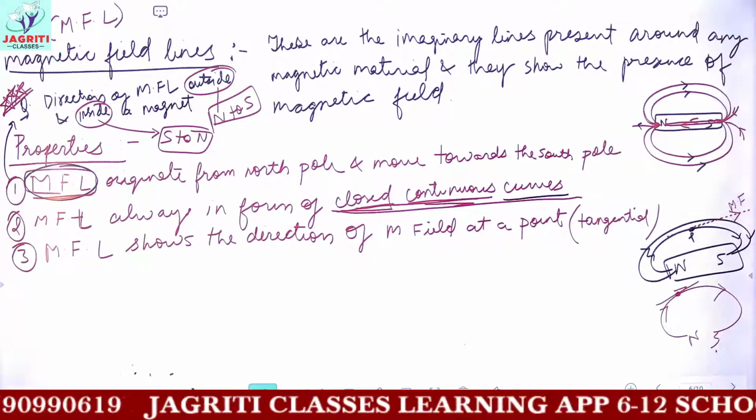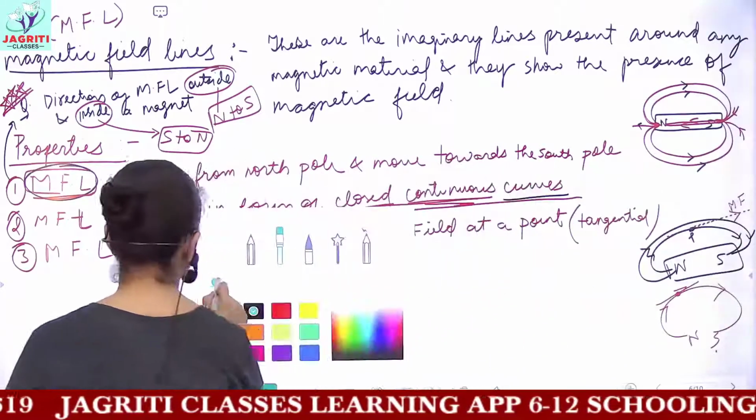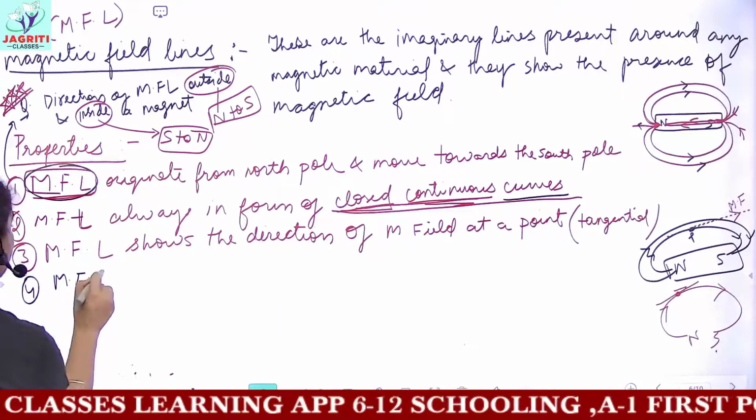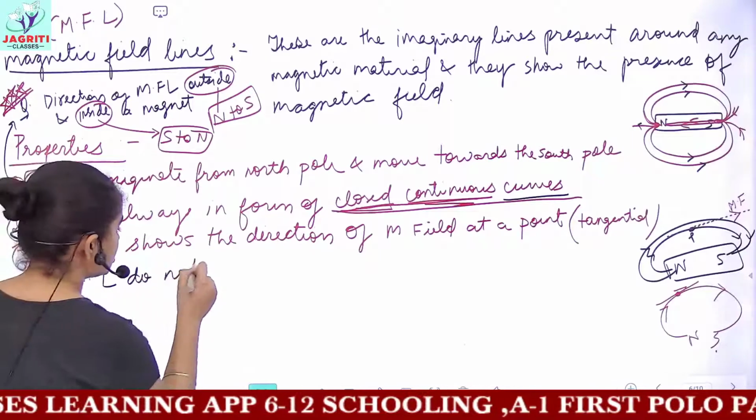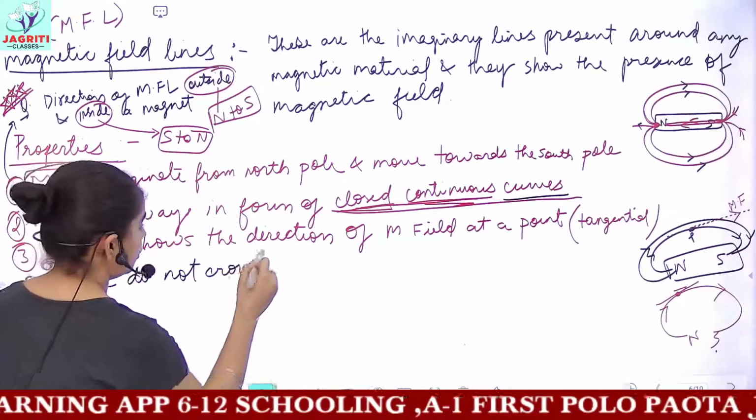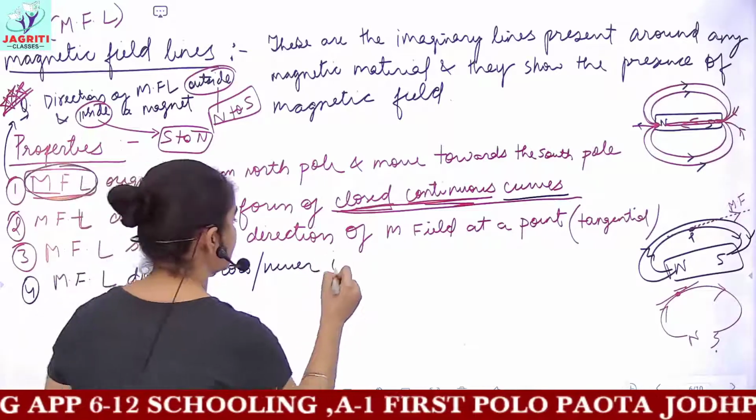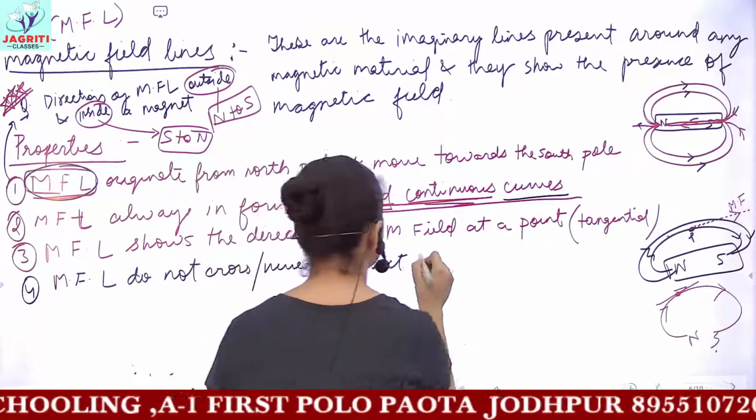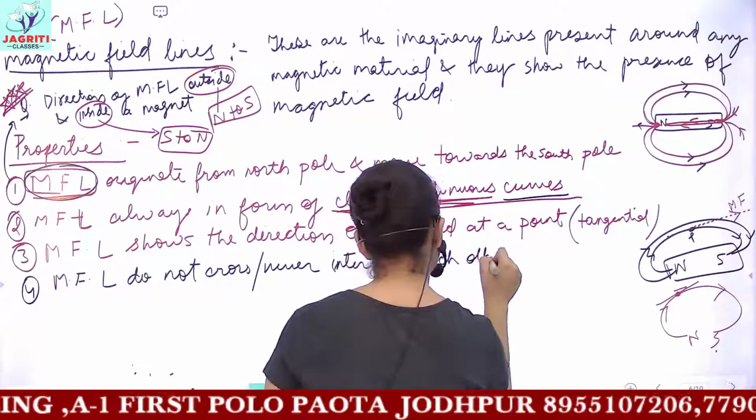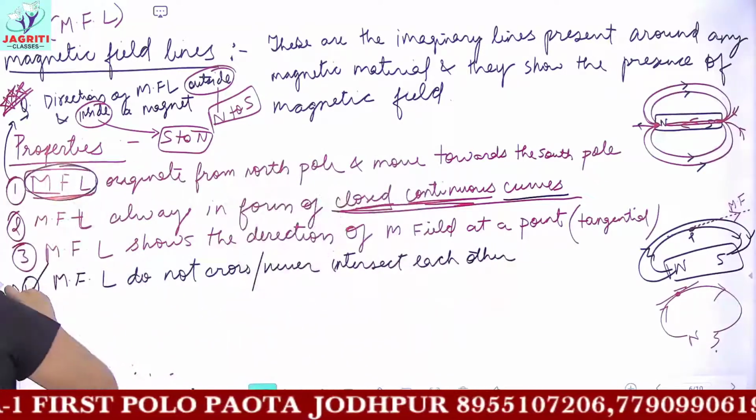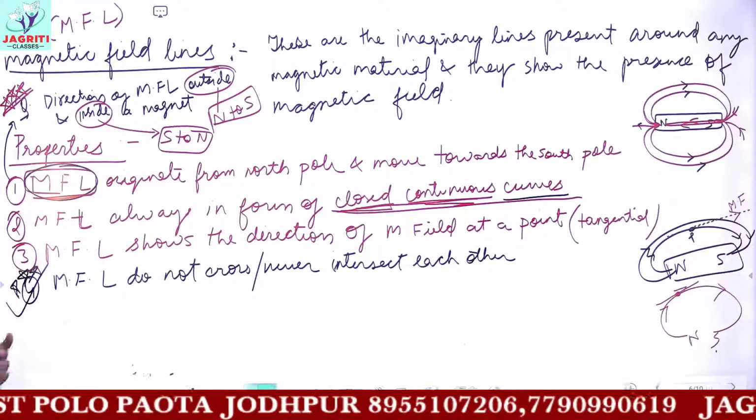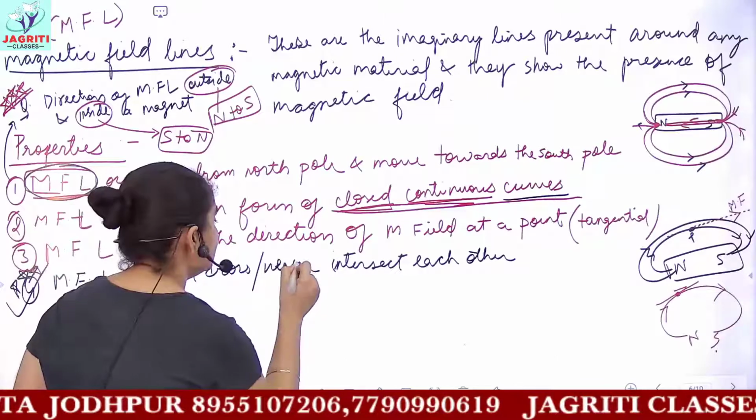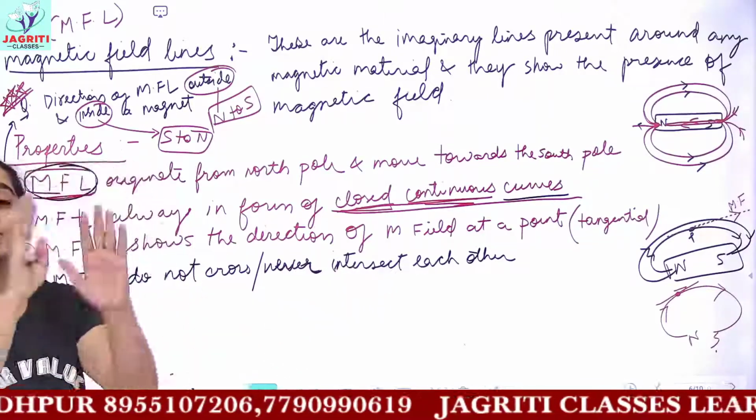Okay? So now coming on to the next property, the fourth property: magnetic field lines do not cross each other, or you can write never intersect each other. Then you can star mark this point also as a question. This is again a very important point. You will be given a reasoning question to justify why the magnetic field lines never intersect or never cross each other.